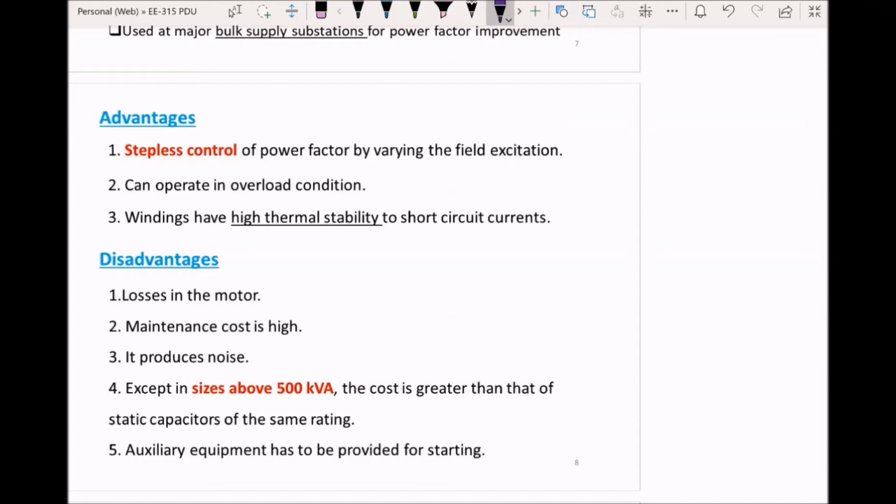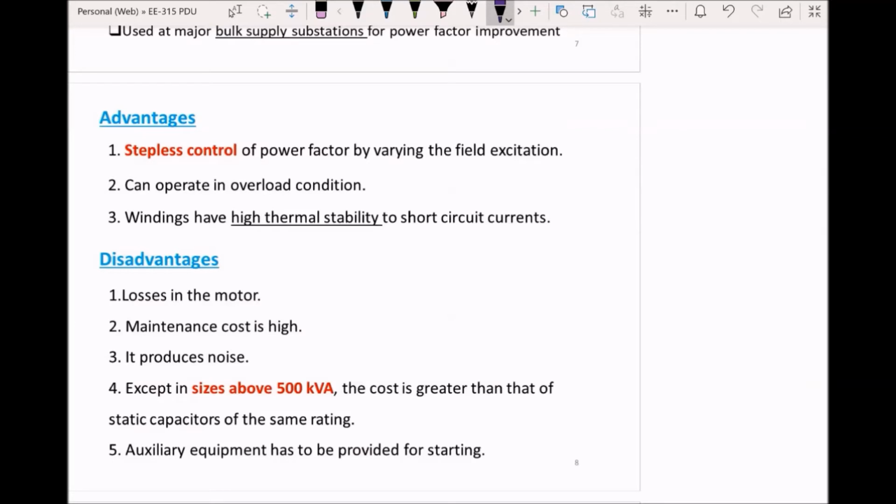Now if we talk about the advantages of the synchronous condenser, it offers smooth transition from one stage to another because of the slow dynamic response of the machine. Also, the amount of current drawn can be controlled by the field excitation, and the synchronous condenser can also operate at overload condition for a short duration, contrary to the static capacitor, and its windings can withstand higher temperature differences.